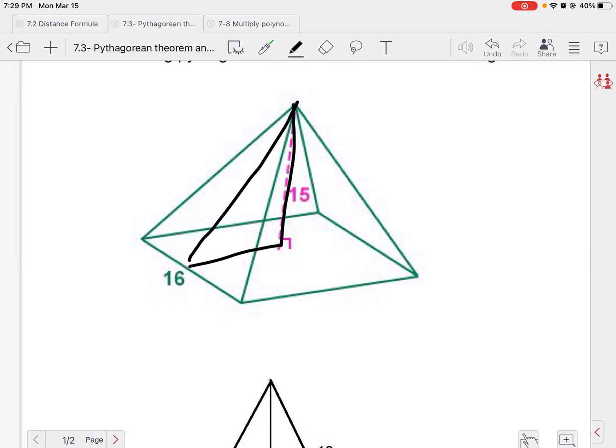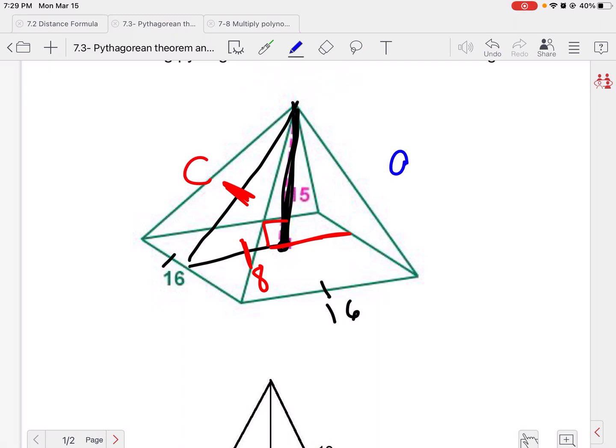Usually this would be labeled a little bit better with tick marks and stuff. So this is 16. When we pull the height down, we always pull the height down right in the center of that square. Therefore we know that this length here is 8, because it would be half of the base of the square, and we know the whole side of the square is 16. And this is our 90-degree angle, so this must be our side C in our Pythagorean theorem.